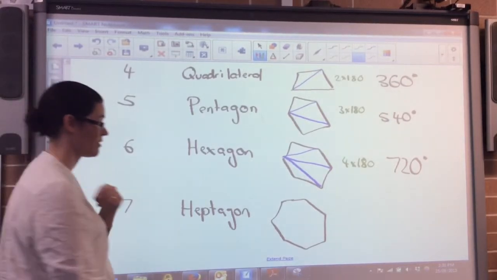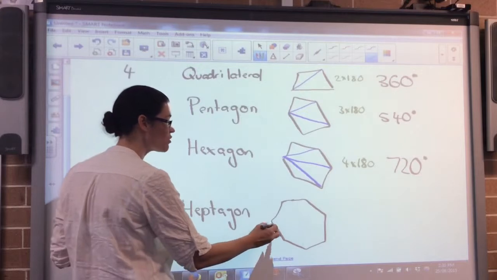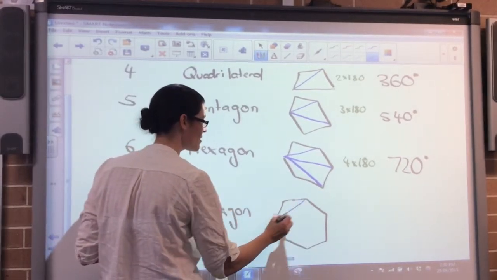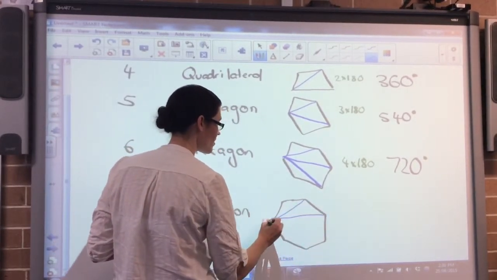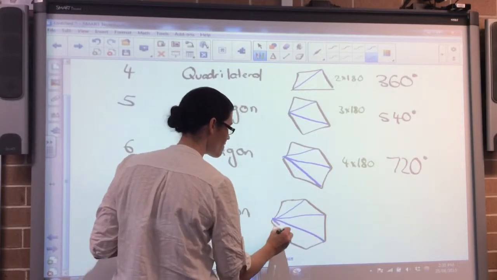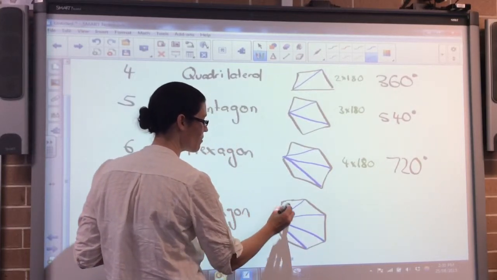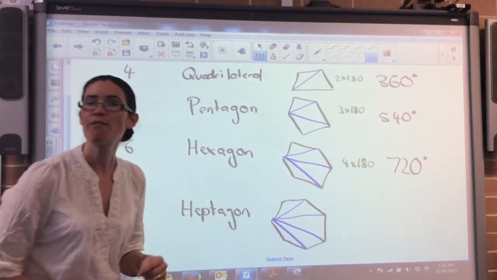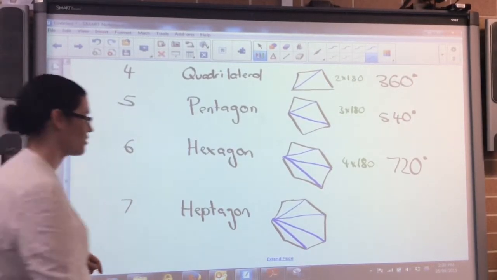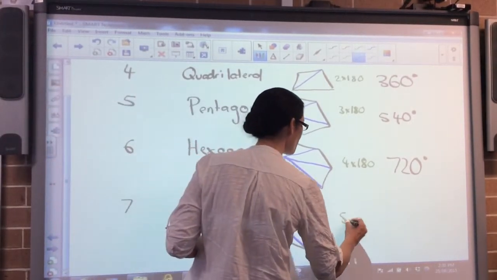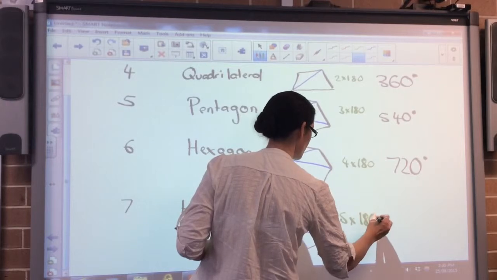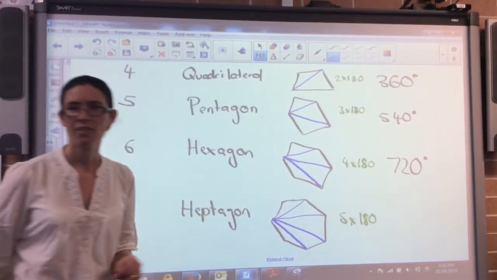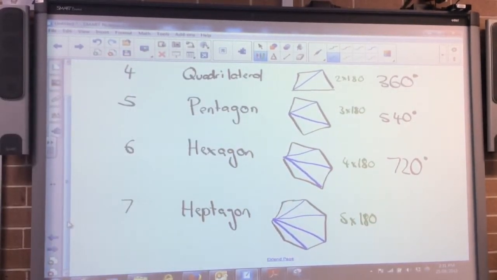Writing the notes. Okay? So I'm going to split this into triangles again. There's 1 there, 2 there, 3 there, 4 there, and a 5th one here. 1, 2, 3, 4, 5 triangles. So what is 5 multiplied by 180? 900.